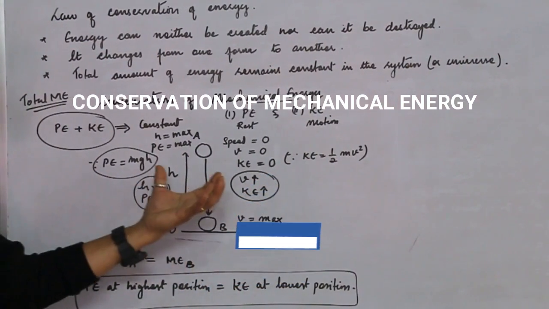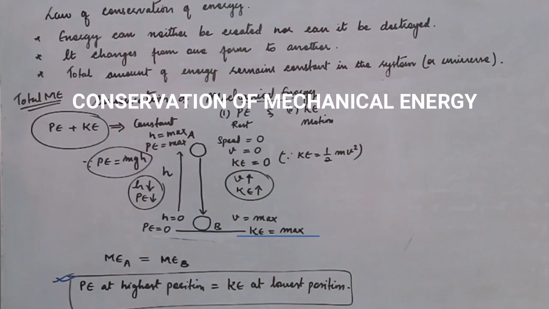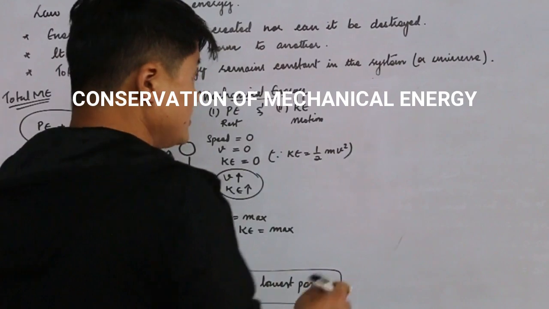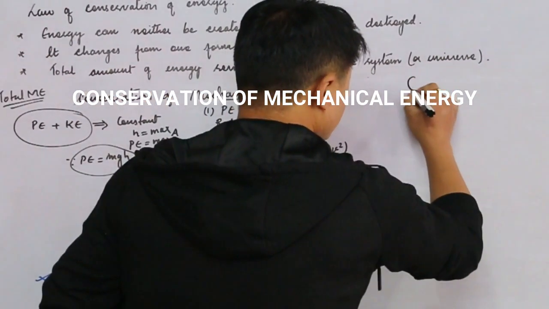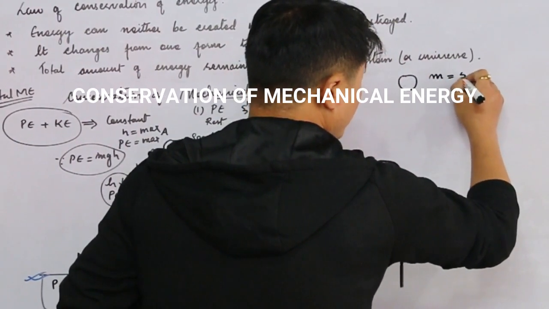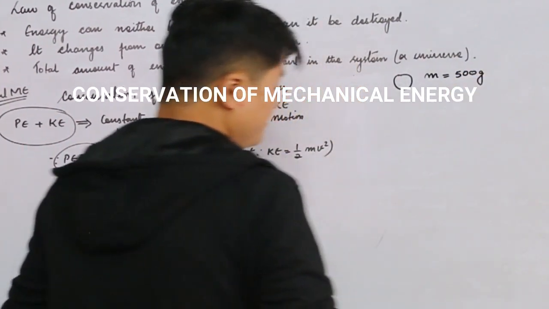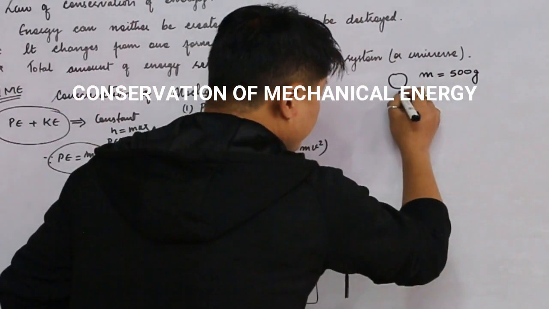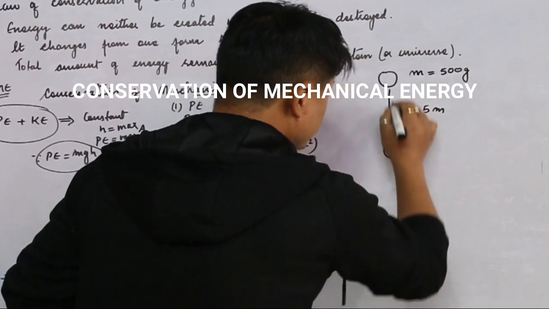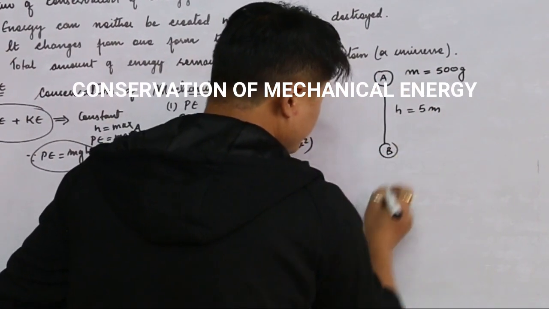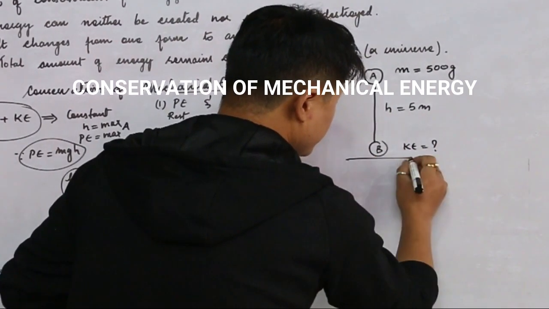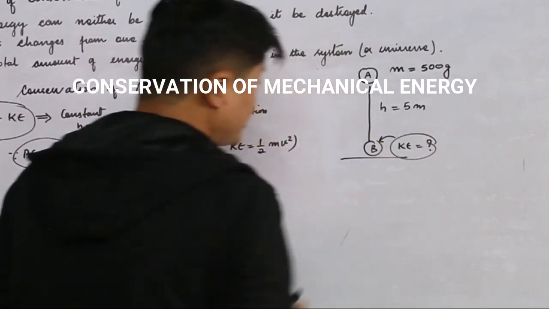To understand this concept clearly, let's do one example, and this kind of question has appeared in the ICC examination in previous years. If there is a body of mass 500 gram falling from a height h equal to 5 meter, this is position A, this is position B, and we have to find the kinetic energy at B.